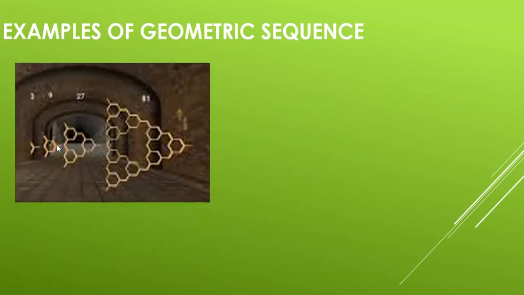First one, we have here a figure. It's like a honeycomb. The first one has one hexagon. The second figure has three hexagons. And the third figure has 9 hexagons. If you put that in numbers, you will form a sequence that is 1, 3, 9, meaning there is a pattern that you can have.